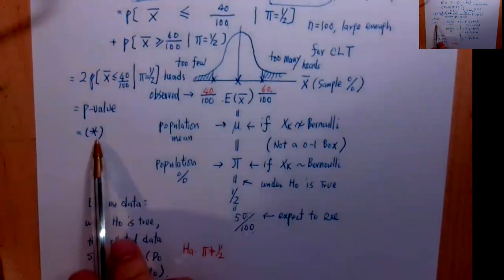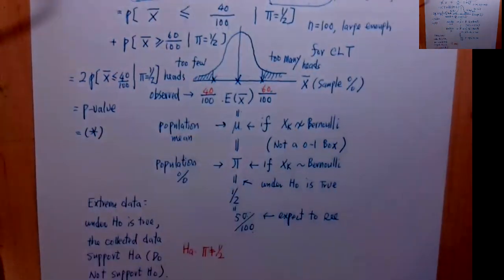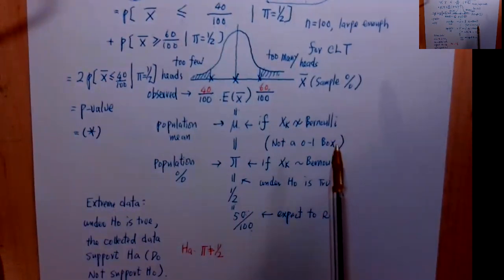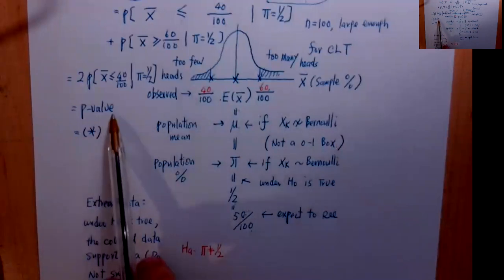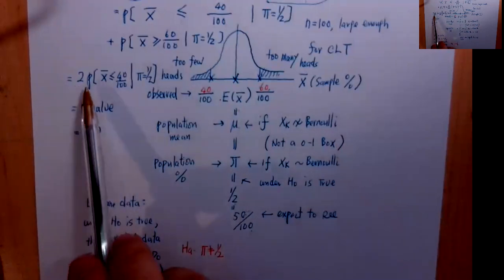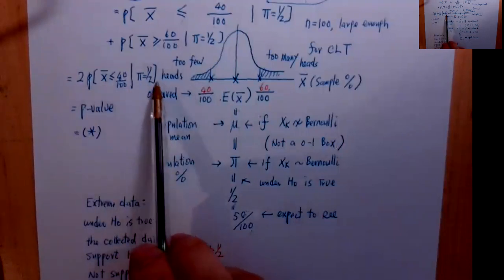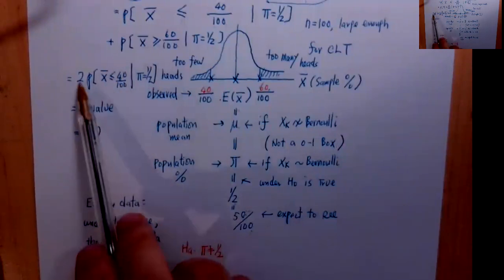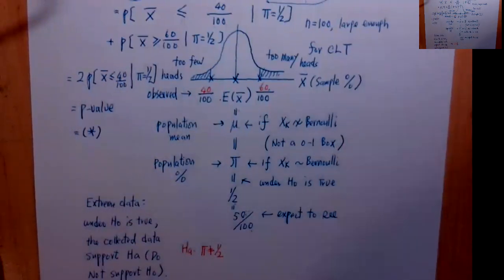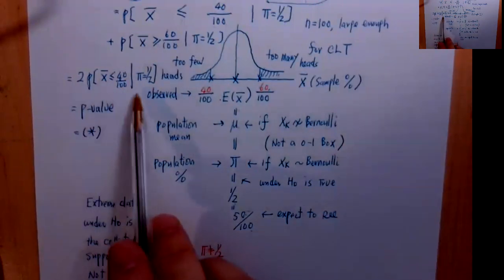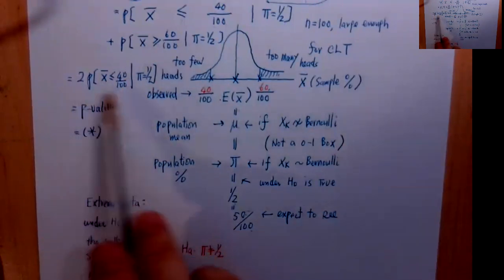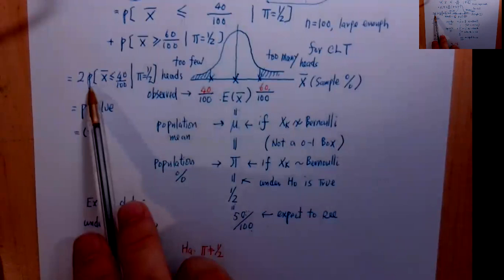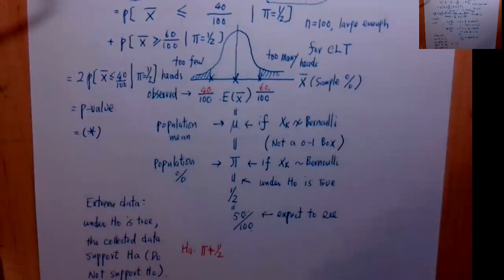Later I'm going to refer to this expression. Okay? So, p-value: 2 times the probability, given this is a fair coin, of how likely X bar is going to be less than or equal to 40 over 100, but times 2, right? This is the p-value. Our next job is to find the size of these two tails. Or you say we want to find the probability of this expression. And how can we do that?